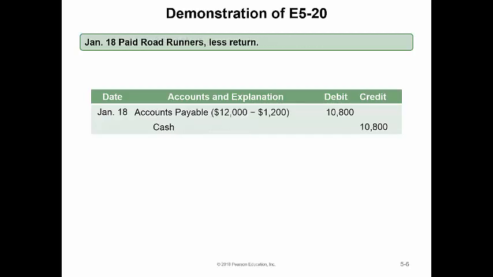Now we paid our bill on the 18th, which is past the 10 days. Remember, we would have had to pay by the 12th because we originally purchased on the 2nd. We are not within the 10-day prompt payment window, so we're only going to pay our bill less the return. The $1,200 return will be subtracted from the $12,000 purchase, so we're going to reduce accounts payable by $10,800, and we're going to credit cash for $10,800.